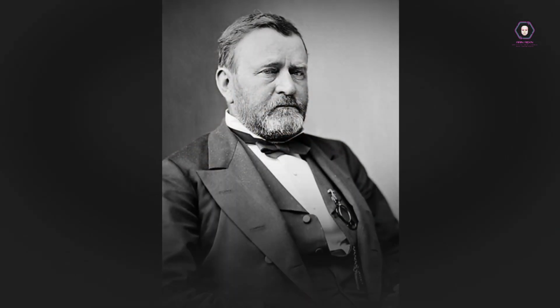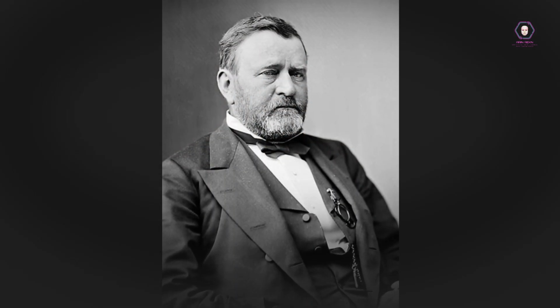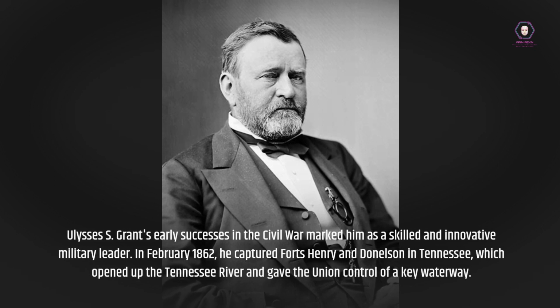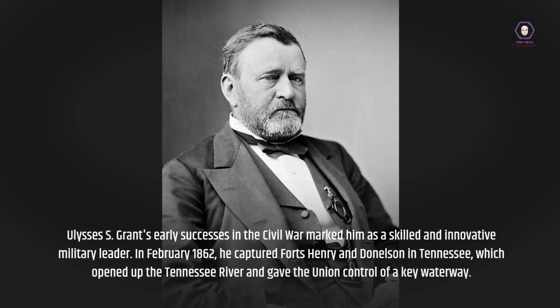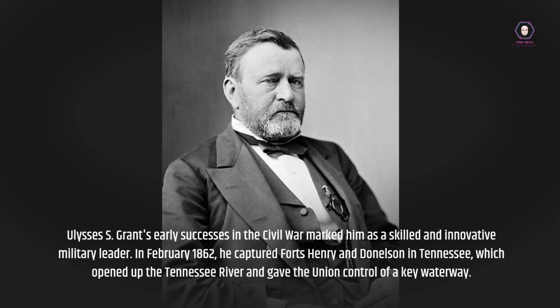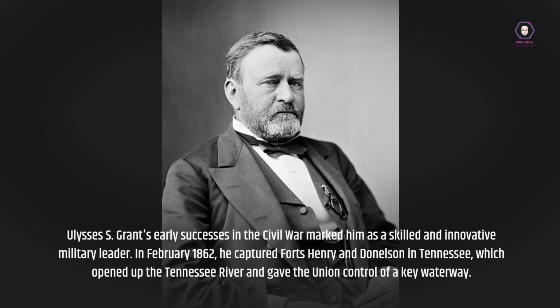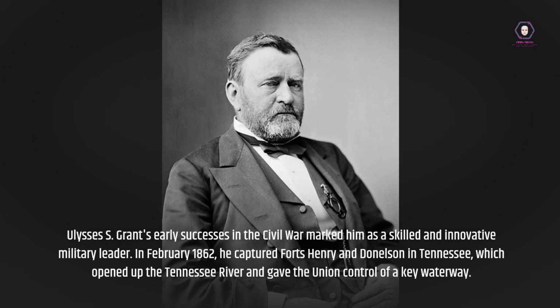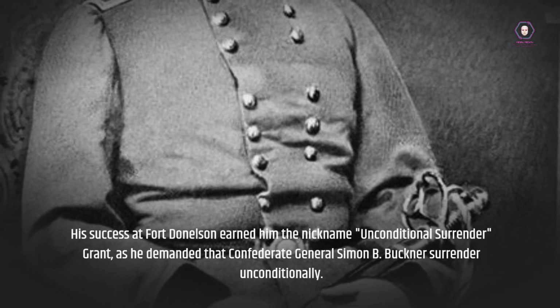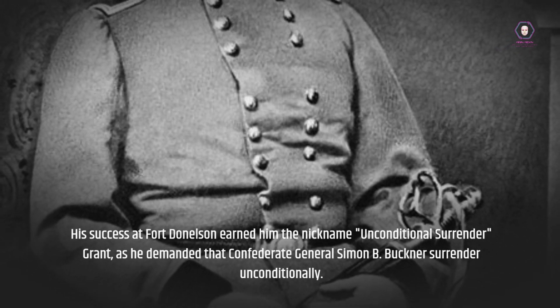Ulysses S. Grant's early successes in the Civil War marked him as a skilled and innovative military leader. In February 1862, he captured Forts Henry and Donelson in Tennessee, which opened up the Tennessee River and gave the Union control of a key waterway. His success at Fort Donelson earned him the nickname Unconditional Surrender Grant, as he demanded that Confederate General Simon B. Buckner surrender unconditionally.